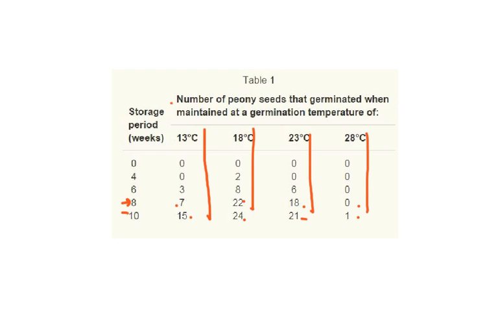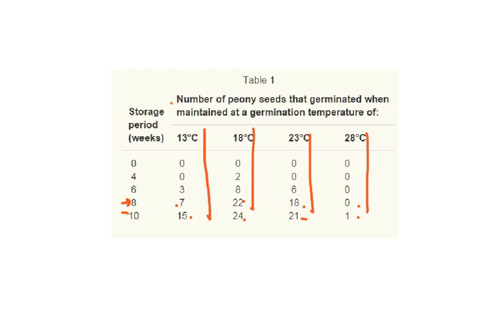A clear question could be, at what temperature is ideal for germination? Well, more seeds germinated at 18 degrees Celsius than any other. So we would want the petri dishes that are germinating the seeds to be at 18 degrees Celsius to have the highest rate of germination.